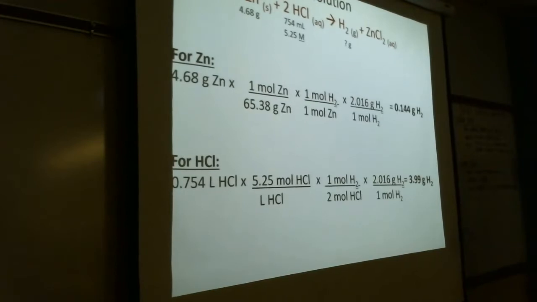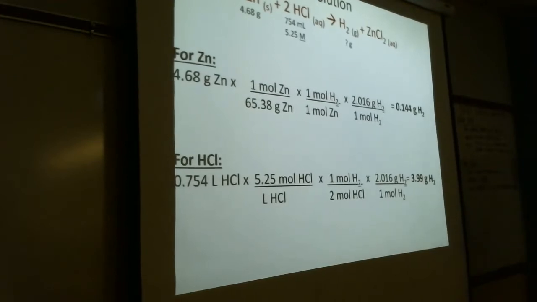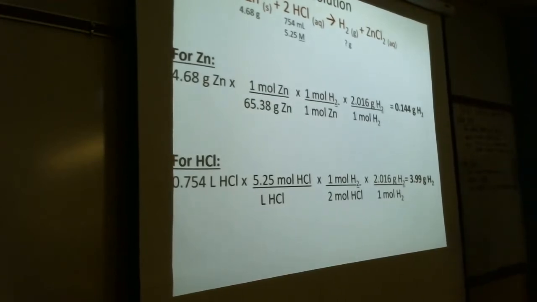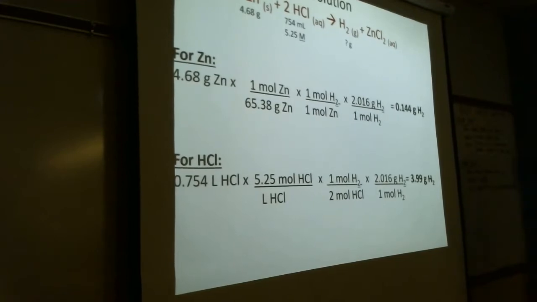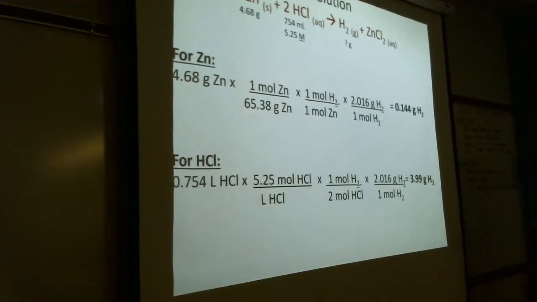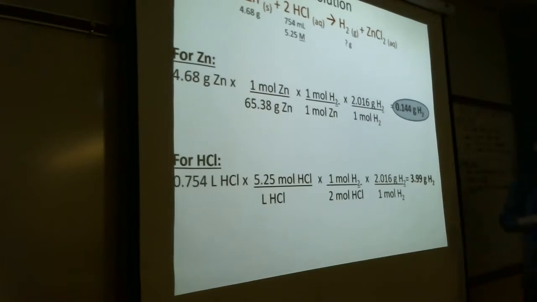Now I compare which mass is the theoretical yield, 3.99 or 0.144? The bigger number or the smaller number? Smaller number. Do we agree on these 2 numbers? Did you get the same thing I got? Within rounding? Do we agree on the calculation? So the theoretical yield would be 0.144 grams. Are we all in agreement here? Yes, no, maybe?